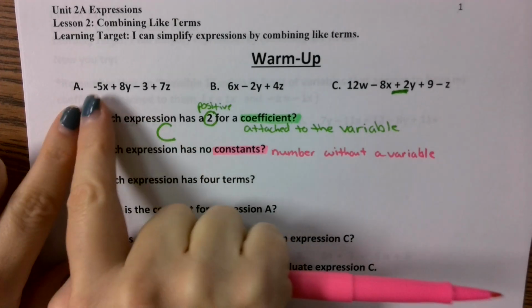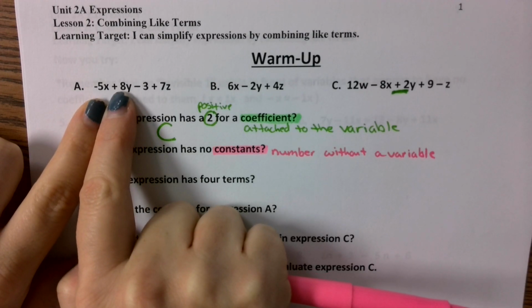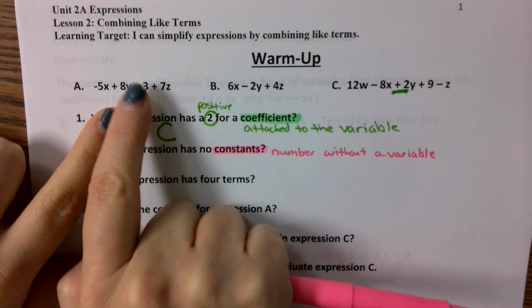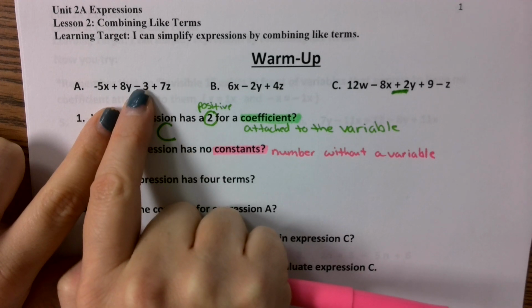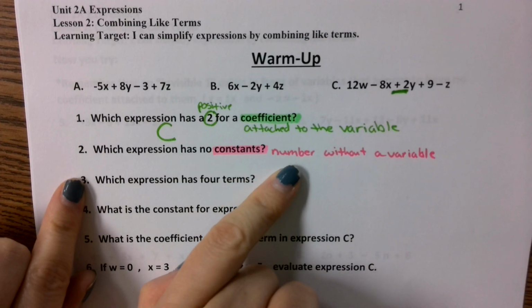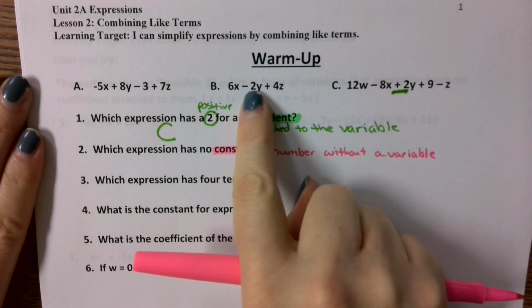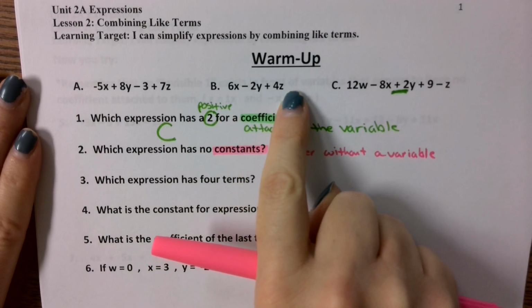Okay, so let's look here. Negative 5 has a letter, right? 8 has a letter. Negative 3 doesn't. So negative 3 is a constant. Negative 3 would be considered a constant. We want one that has no constants. Okay? Jacqueline? B. B is the only one that has no constant whatsoever.